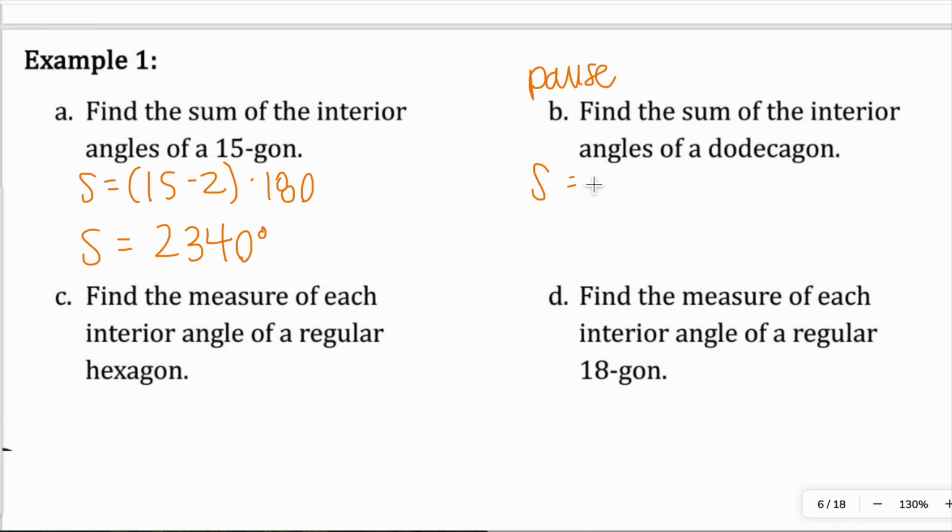So the sum of the interior angles of a dodecagon, that is 12 sides, so 12 minus 2 times 180, or 10 times 180, we're going to get 1,800 degrees.